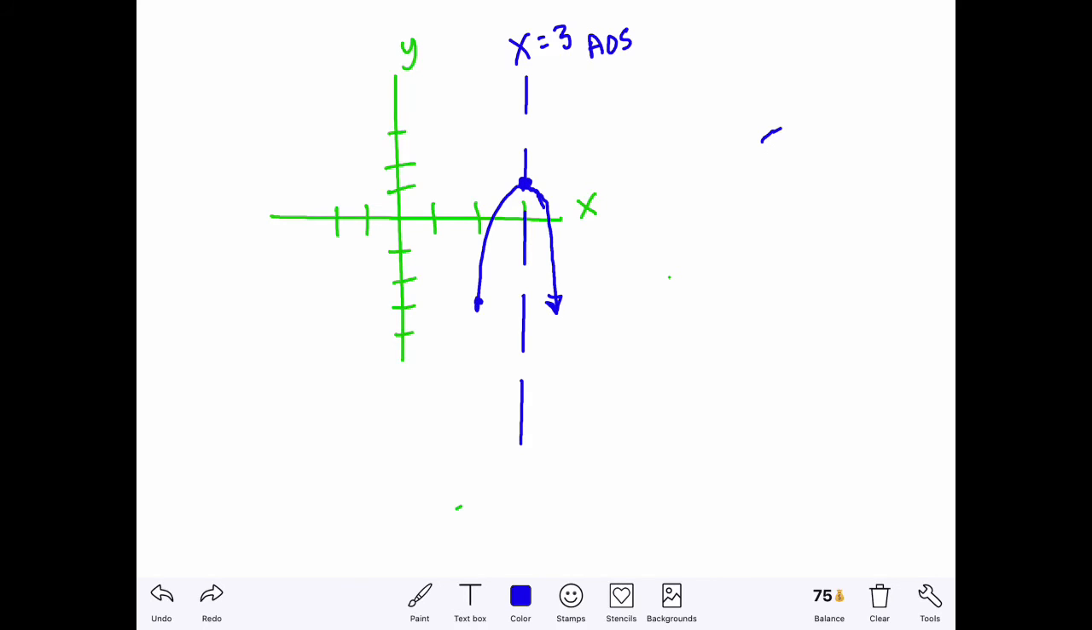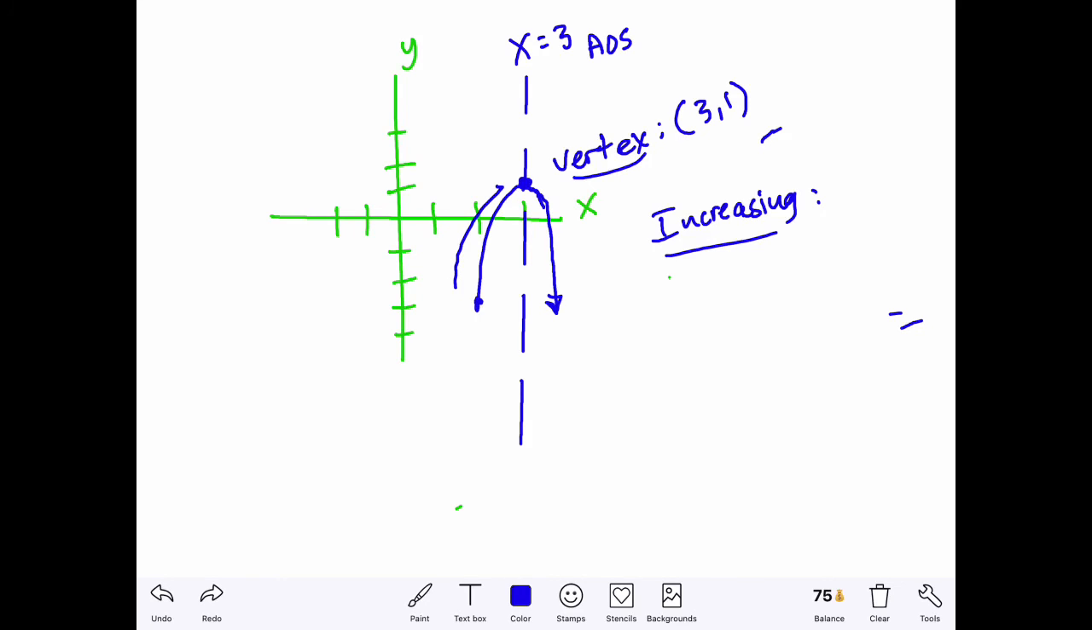How about this point? What's that called? Yep, vertex. And that's at 3, 1. Okay, where is it increasing? On which x values? Well, this would be increasing this way, which means that's x values less than 3. And how about decreasing? Well, that would be all these values going that way. And that's x values greater than 3.